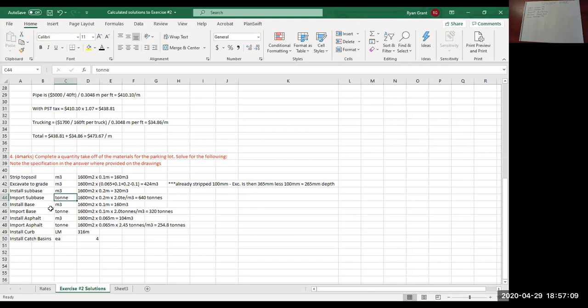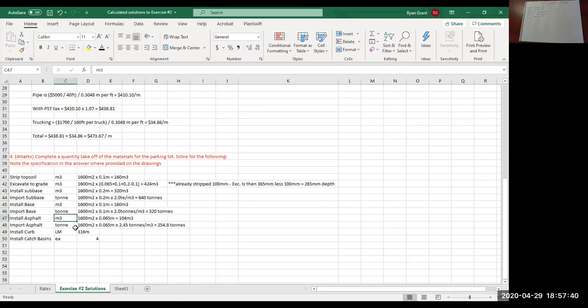for the subbase. So base is a similar calculation. Again, 1600 square meters. You would look at your cross section for the parking lot, see that it's only 100 thick, not 200. So you'd multiply by 0.1, give you 160 cubic meters. For the tons purchase, so again, 160 cubic meters multiplied by 2.0 tons per cubic meter gives you 320 tons.